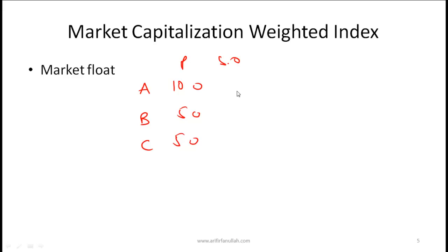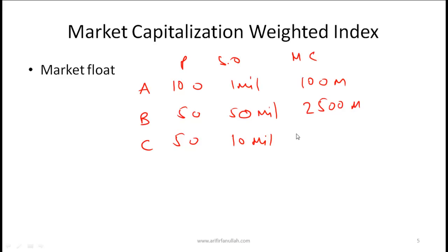So if A has 1 million shares outstanding, B has 50 million shares outstanding, and C has 10 million shares outstanding, then we look at the market capitalization to do the weightage. So the market capitalization for A would be 100 million. The market capitalization for B would be 2500 million. The market capitalization for C would be 500 million.